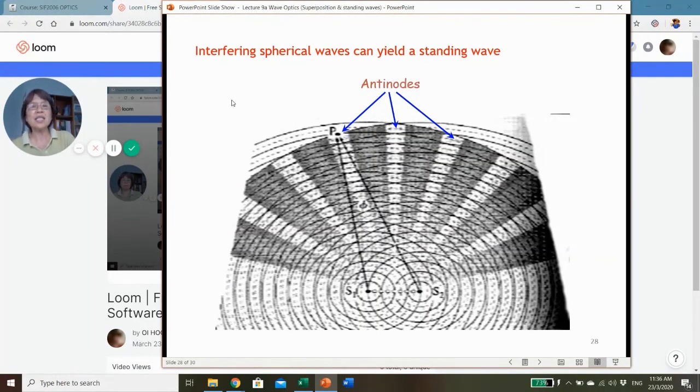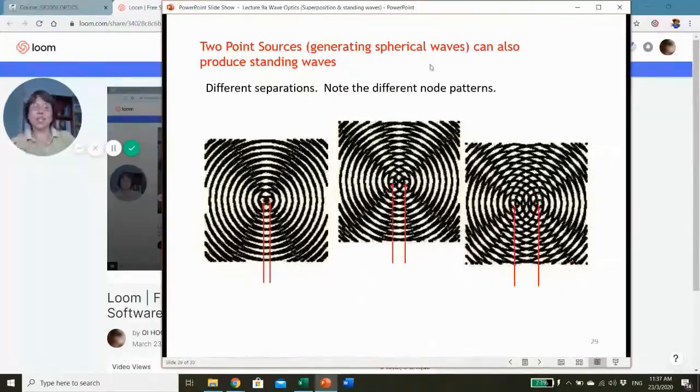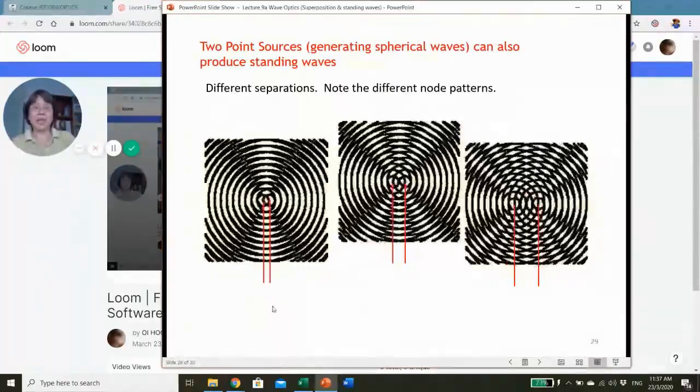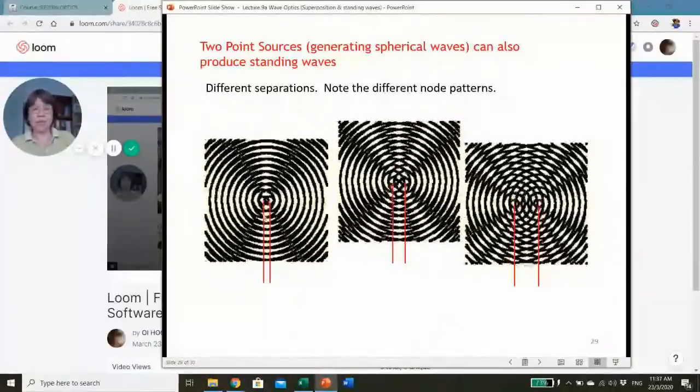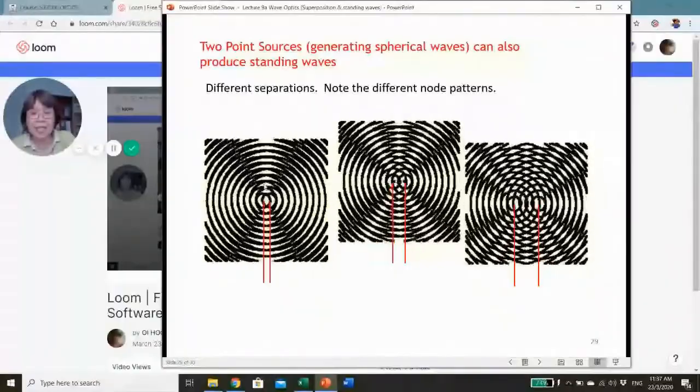Next, you can also see standing waves when you have spherical waves interfering. So these are the anti-nodes, and you have the alternating nodes and anti-nodes. Here are two point sources that generate spherical waves, and they can produce standing waves. And here I have an example of the two sources at different distances. You see the different node patterns here. Okay, can you see that?